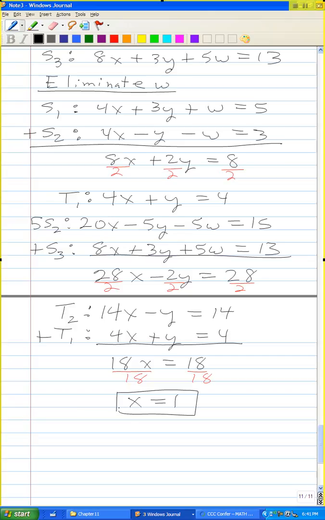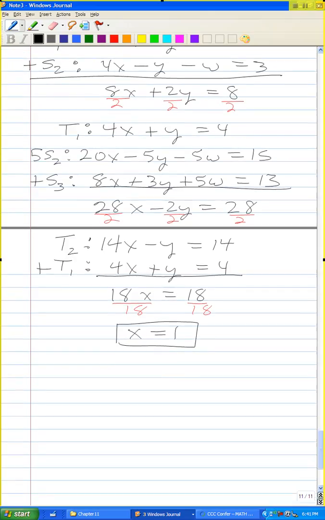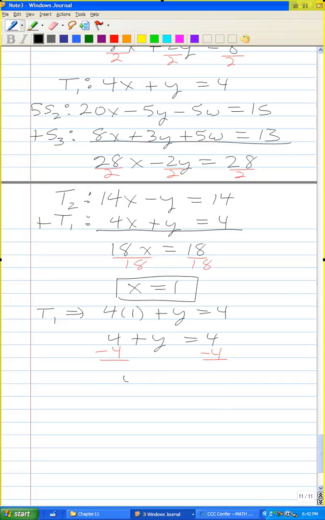Okay, good. So now I can use, let's say T1, 4x plus y is 4. So 4 plus y is 4. Subtract 4 from both sides of your equation. And so y is equal to 0.